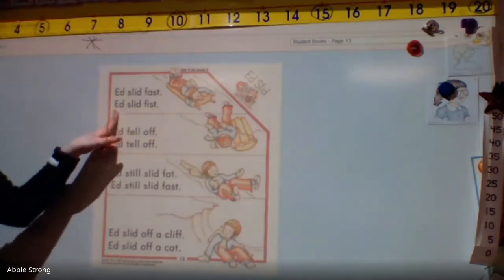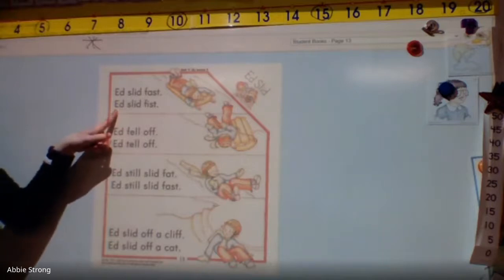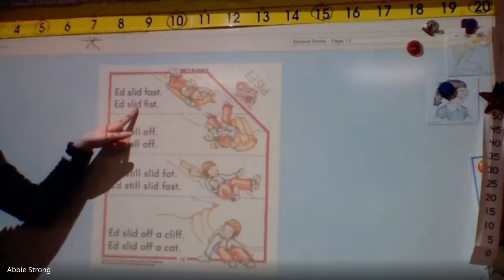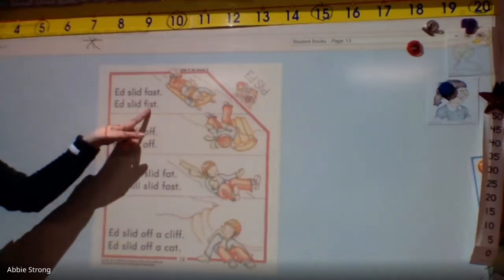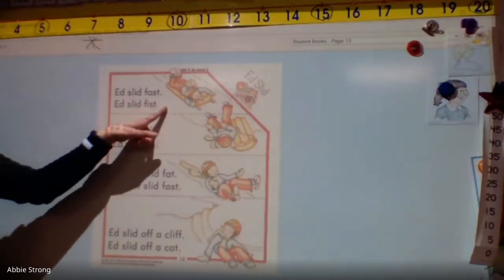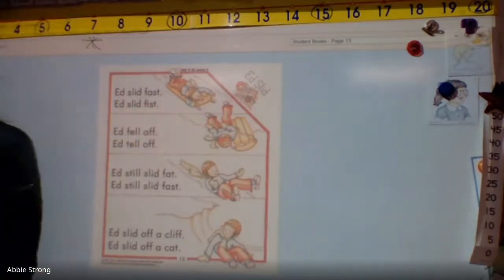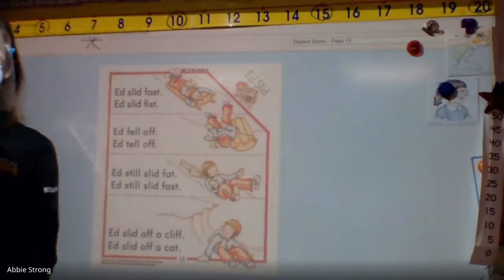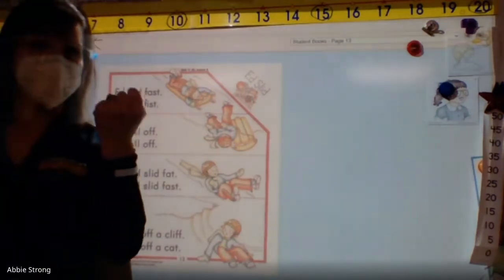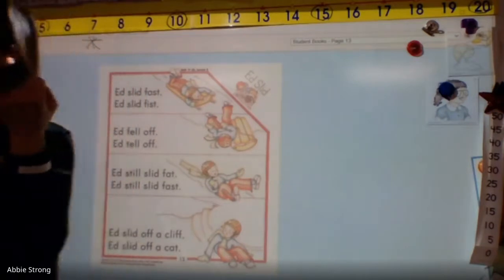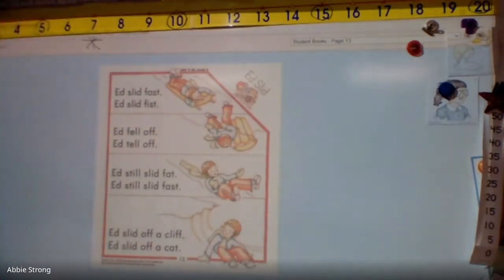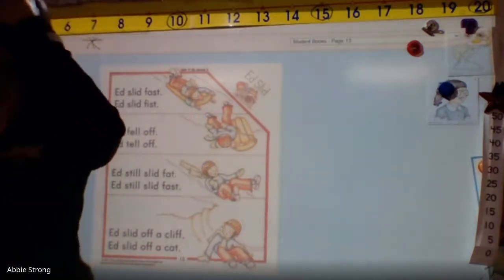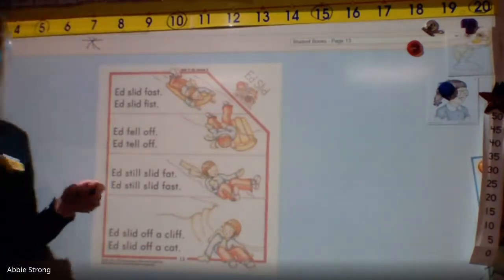Put your finger under the words and let's read. Ed slid fist. Can you make a fist for me? Make a fist for me. This is your fist. It's your hand. Does that make sense? You're going to slid fist. Can you slid fist just holding your hand shut? No. No, we need to cross one of these off.